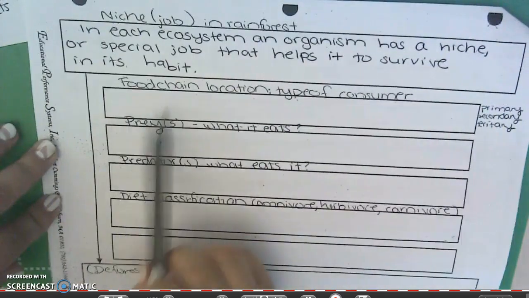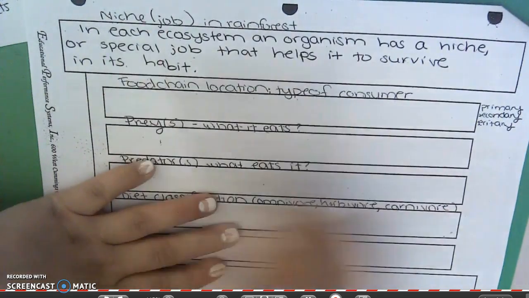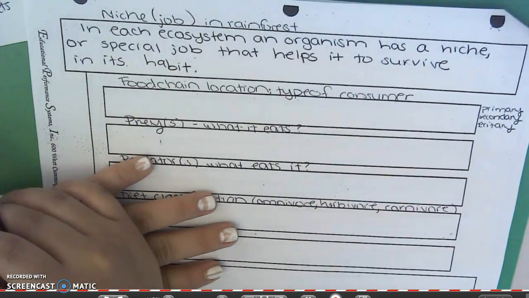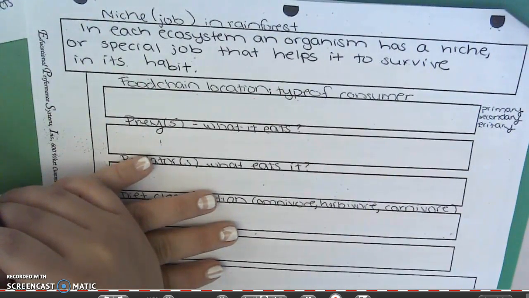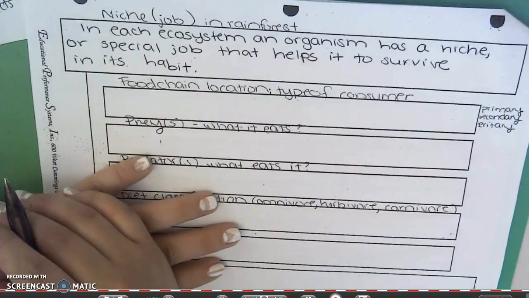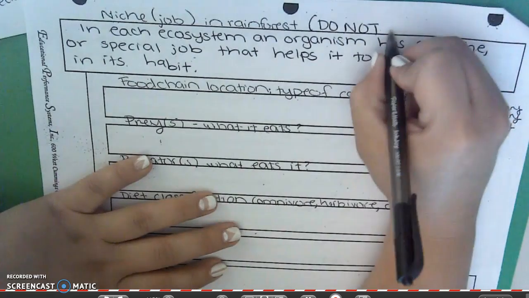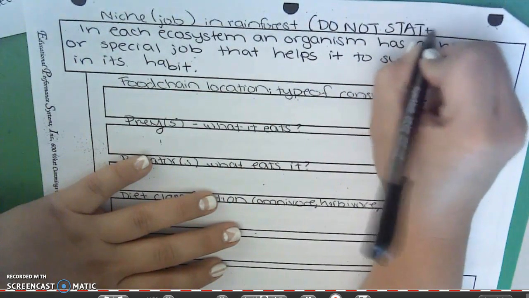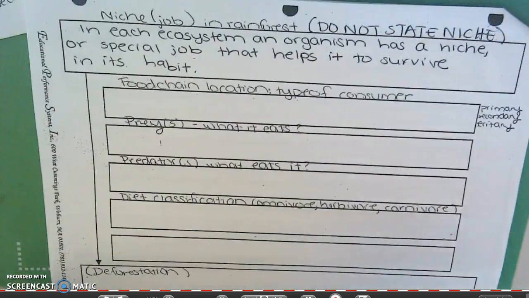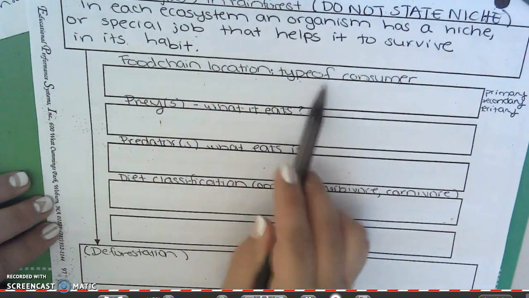Now, I could say in each ecosystem, the glass-winged butterfly has a niche. I could start it off by saying a niche is a special job. I could say the glass-winged butterfly uses its niche to help its food web in the rainforest. So, however you want to say it, but you just need to make an introduction. Now, remember, you do not want to say what the niche is. Do not state what the niche is, okay? Specifically, I don't want to talk about what its specific job is in the food chain. Okay, so the first thing is the food chain location and the type of consumer.